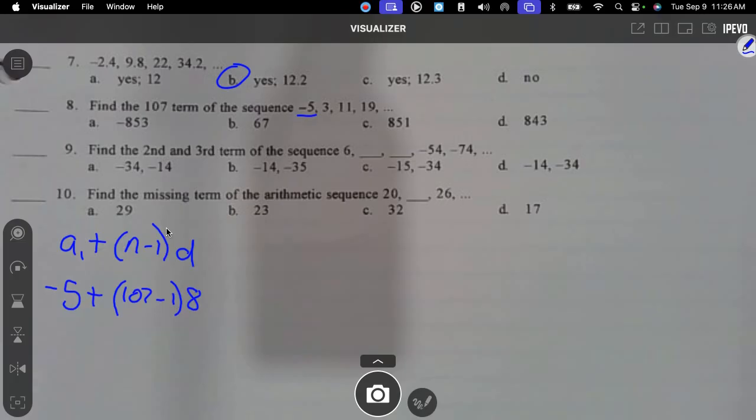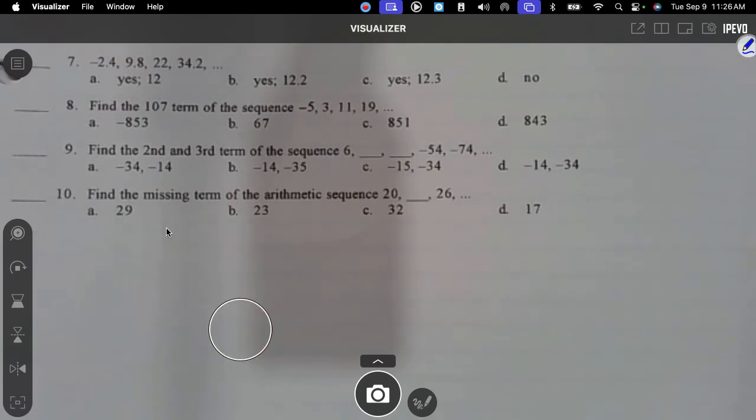Make sense? Okay. Now number 9. How did y'all do this one? You just found numbers. You know what I would do? What's the difference from here to here? 20. Do we add or subtract 20? Subtract 20. So what would I do from here to here? Subtract 20. Okay, what's 6 minus 20?